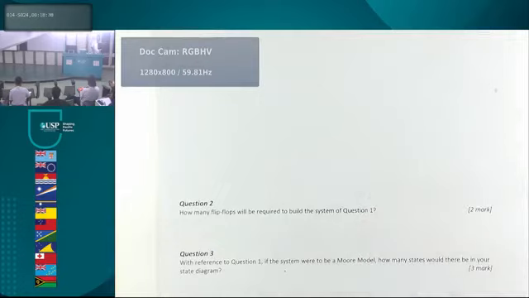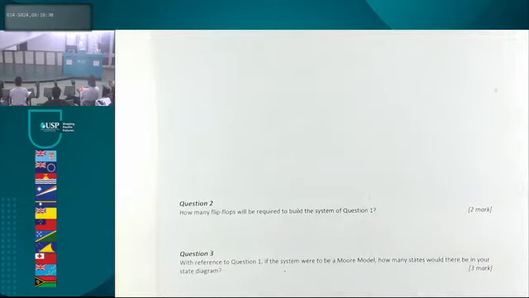How many flip-flops will be required in the system of question 1? Now, how many states was there? Let's look at the question before that. There were 4 states. How do we know? Because it was a 4-bit system and it is Mealy, therefore it will have 4 states. 4 states means in the state diagram you have 4 bubbles. Right? Okay, now, how many flip-flops?